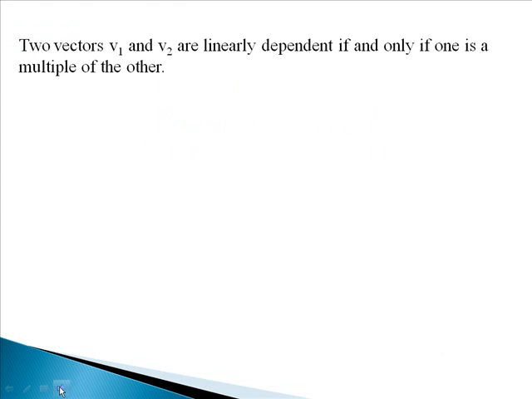So let's look at what we just discovered. Two vectors v1 and v2 are linearly dependent if and only if one is a multiple of the other. Otherwise, they're linearly independent. So we see here the example v1 was equal to 3v2 in this case right here, and we were able to then solve it and get a linear dependence relation.